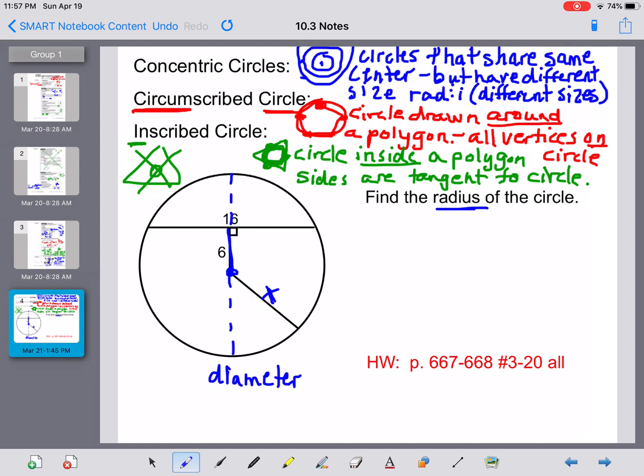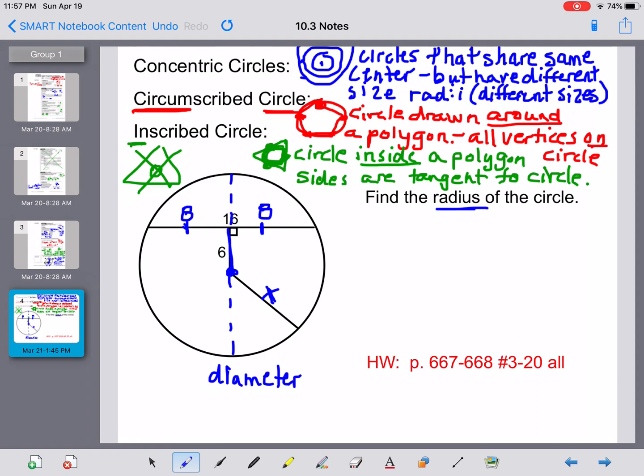Well, my concept from this section says if my diameter is perpendicular to a chord, it's going to bisect the chord. It's going to cut that chord in half. That means my 16 can be split into an 8 and an 8, bisected exactly in half. All right, so we used something from this chapter, but I still want to find x.